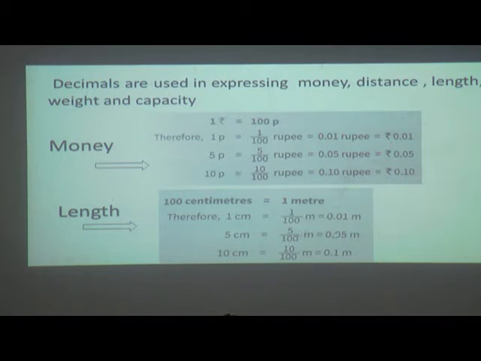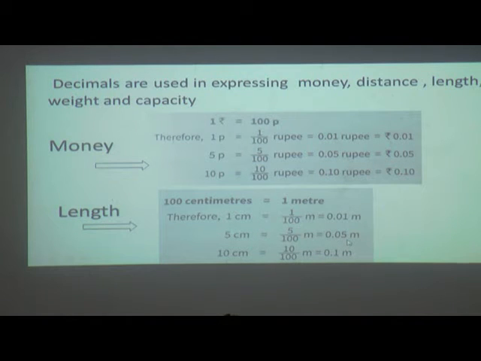5 centimeter is equal to 0.05 meter, and 10 centimeter is equal to 0.1 meter, or you can write 0.10. I told you if you cancel it's okay, and it is also okay to write it directly. Here we did the cancellation and both are correct. If you write the 0 after 1, the value doesn't change. So here it is 0.1 meter.